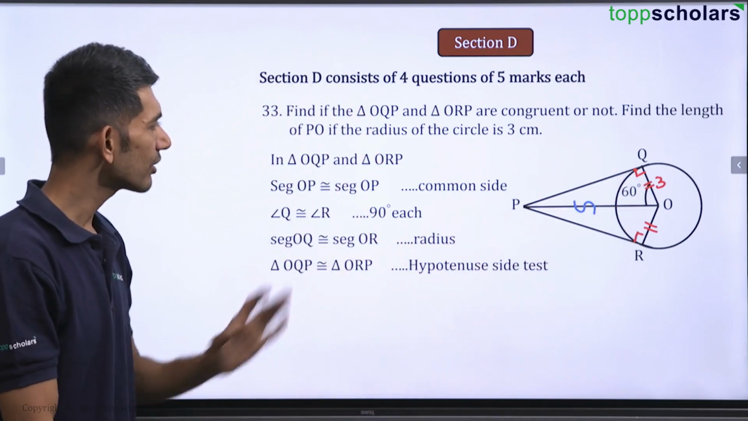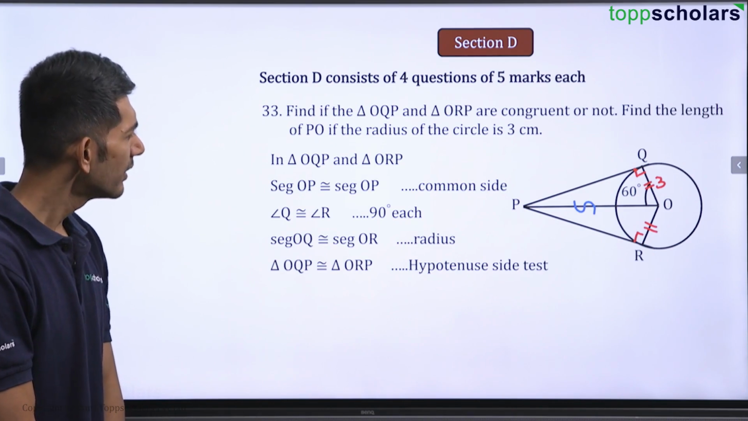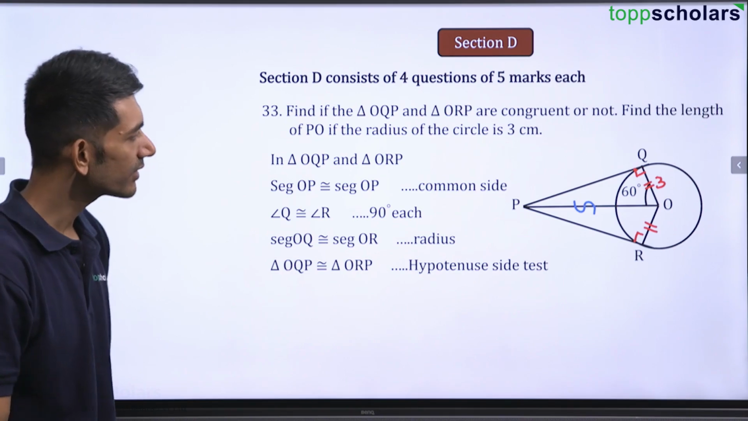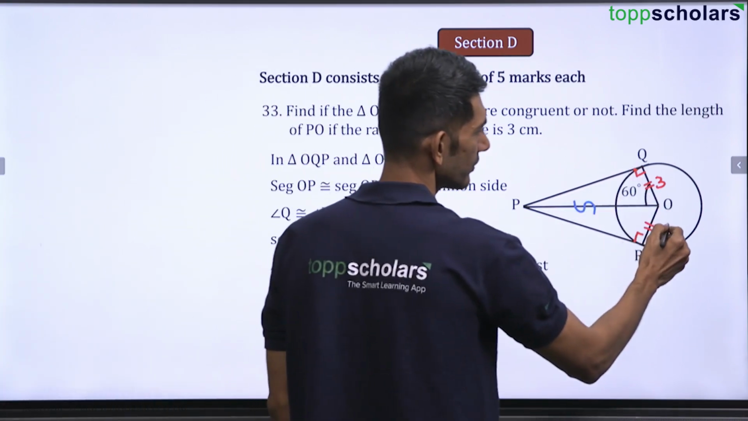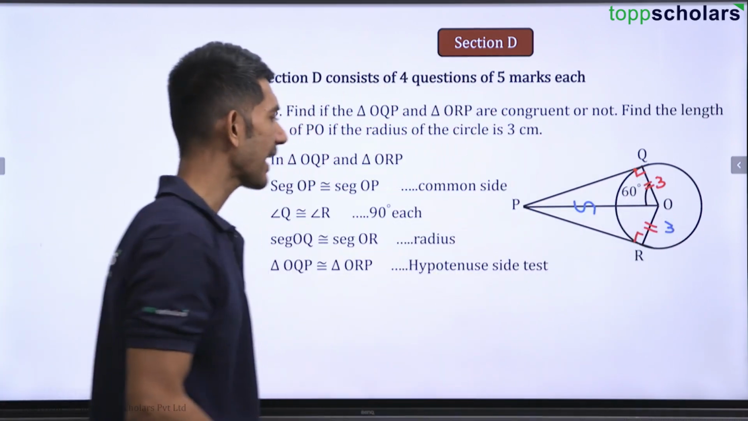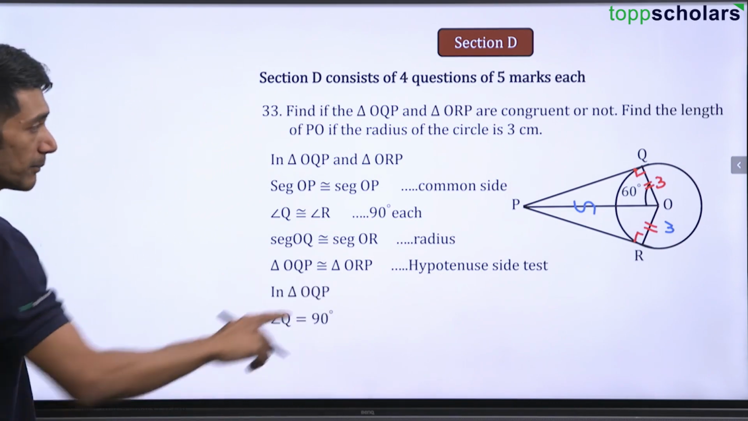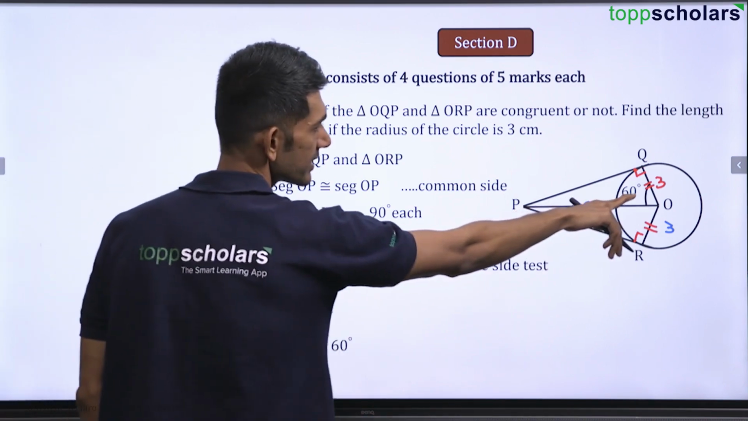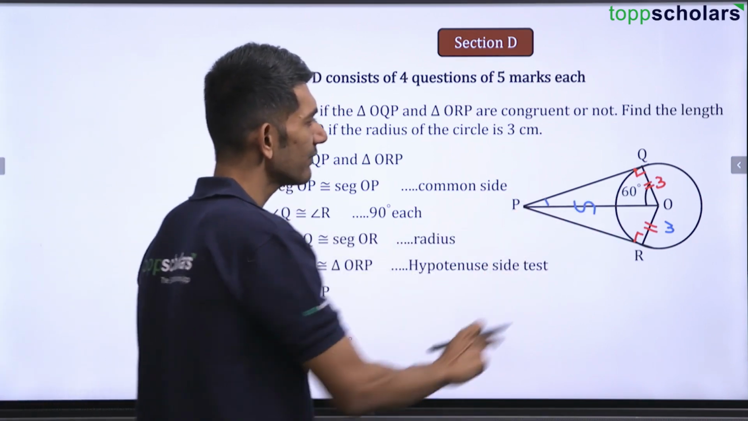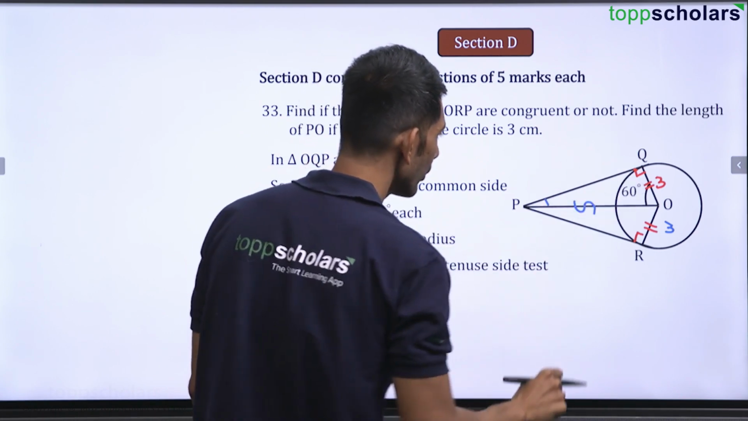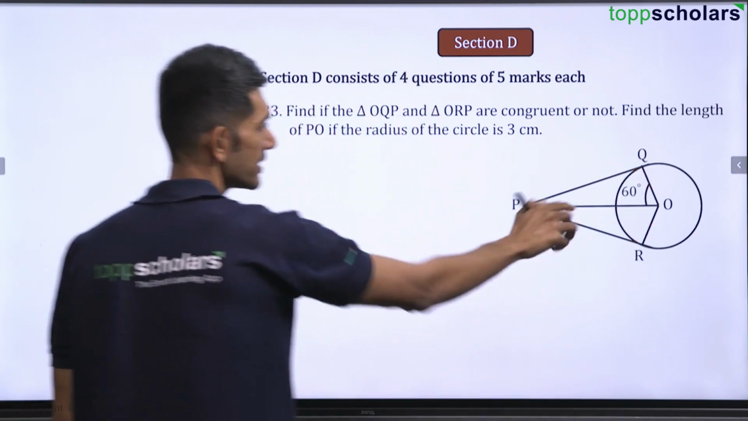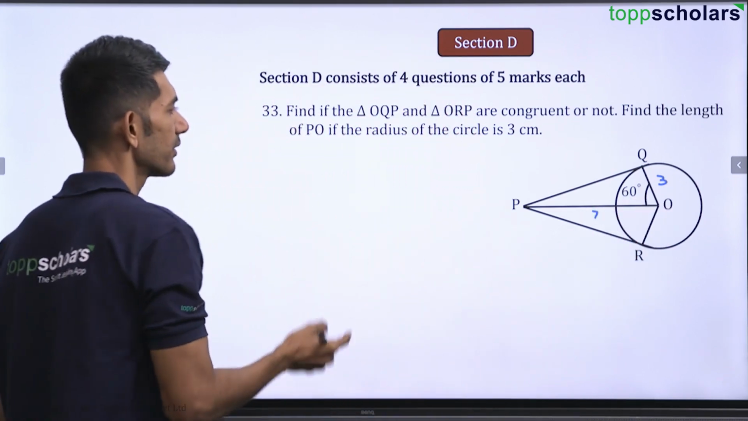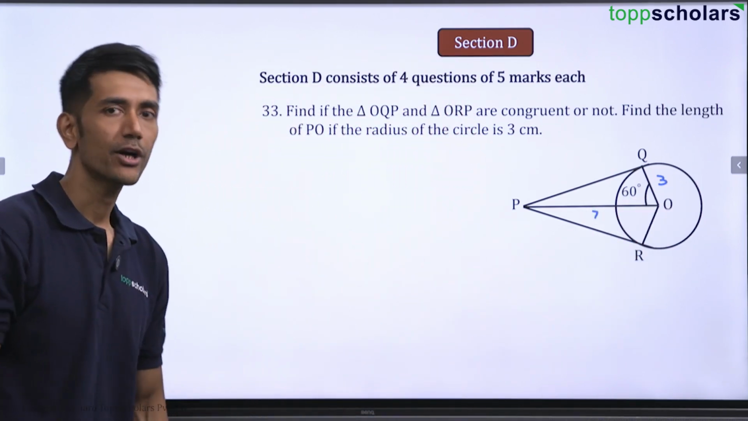And once the two triangles are congruent by hypotenuse side test, now can we find out the length of PO if the radius is 3 cm? This is 3 cm, this is 3 cm, and we have a triangle. We can apply trigonometry, right? Angle Q is 90 degrees, this is 60 degrees. Okay, so now what do we have? We have this triangle PQO. This is 60 degrees, this is 3. Can I find out the hypotenuse? Which trigonometric ratio are you going to use?